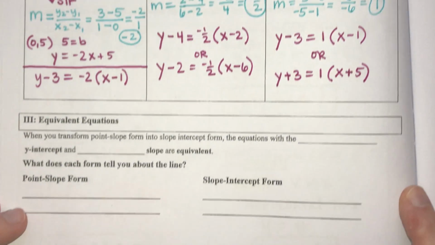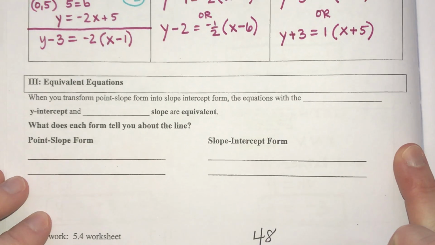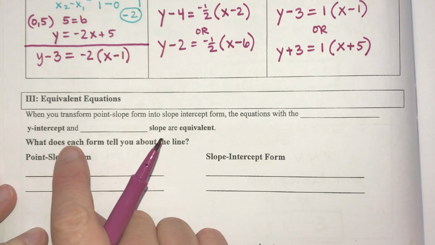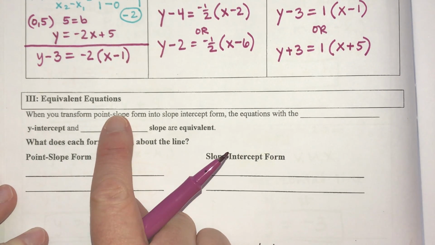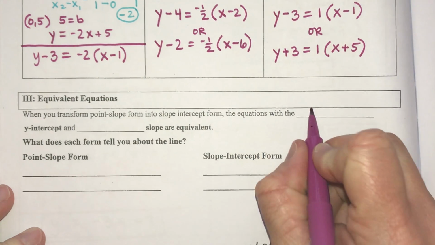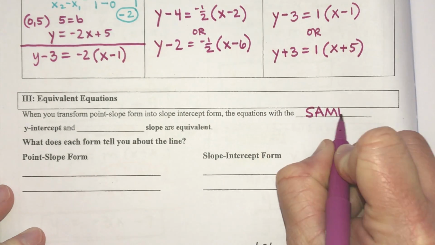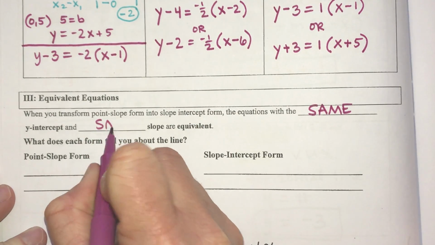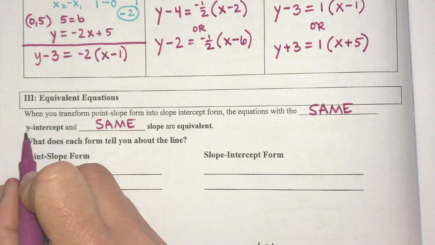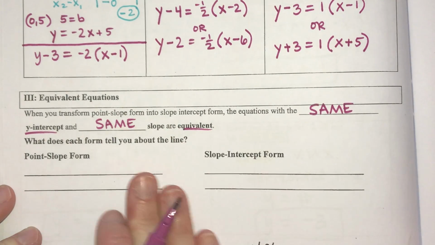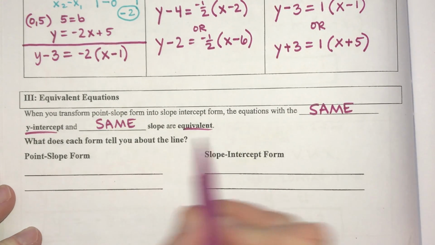Now I have a couple things to kind of show you down here with the equivalent equations, and so I'll talk about that, and then this video will be done. When you transform a point slope form into slope-intercept form, you will notice that you will have exactly the same slope when you transform, and that you will also have the same y-intercept. So notice how this is going to convert to be the same. They'll be equivalent.